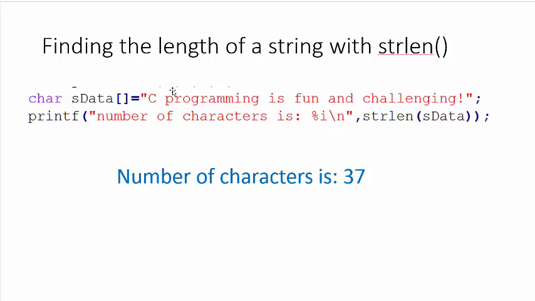Counting: 1, 2, 3, up through 20, 21, and on to 37. Yeah, it's not counting the end character, the null. I thought it counted it. So it's counting 37. Okay.